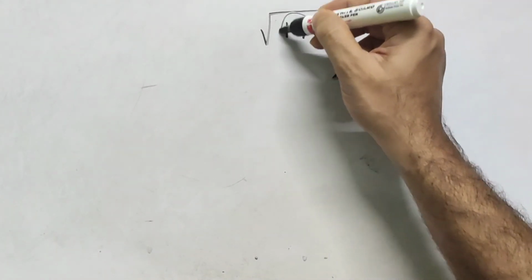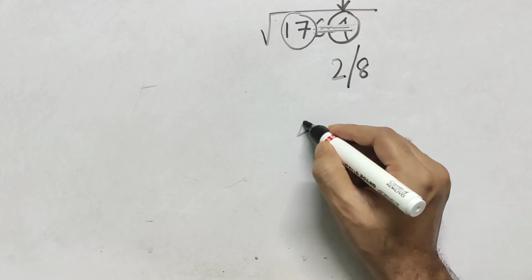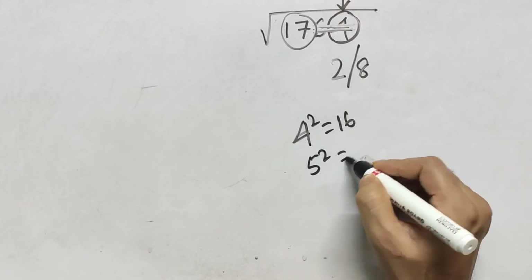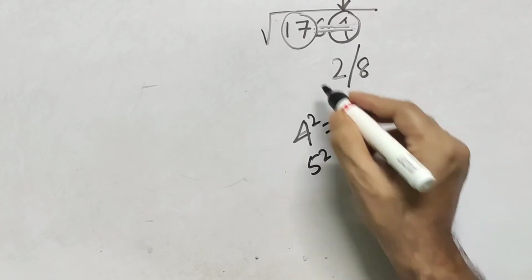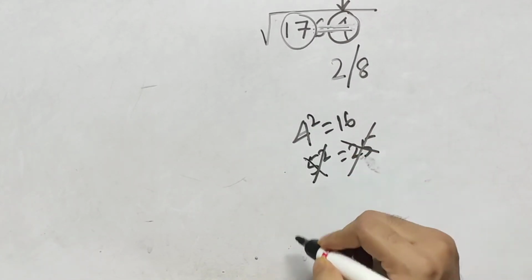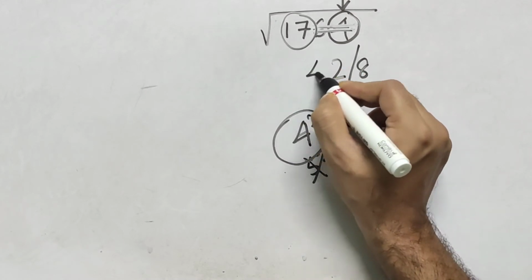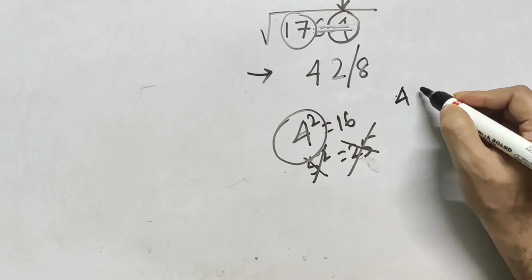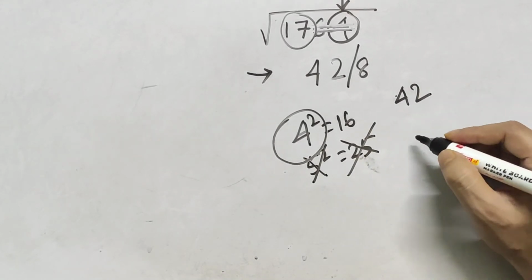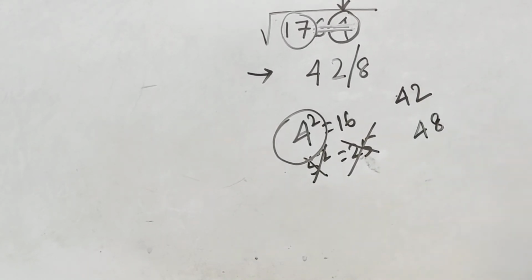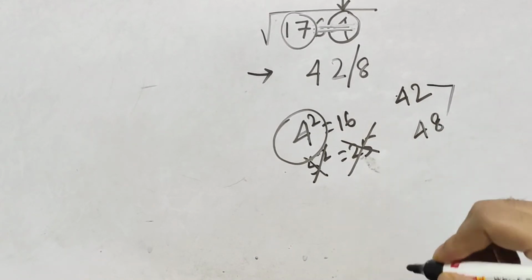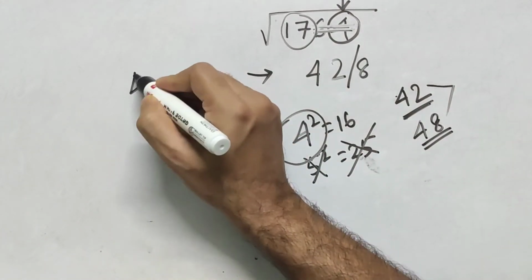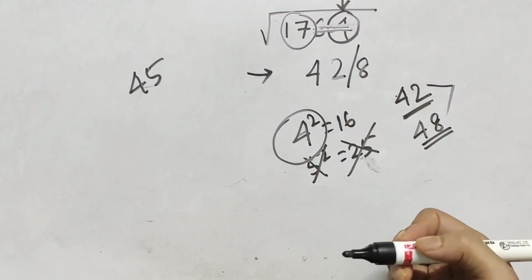Now let's talk about 17. 4 square is 16, 5 square is 25. So 25 is more than 17, so we cannot take 5. So 4 is the other digit. That means our answer is going to be either 42 or it can be 48. So which one to take? In between 42 and 48 we have 45. So we have to make 45 square.